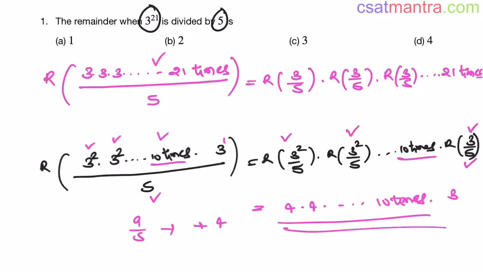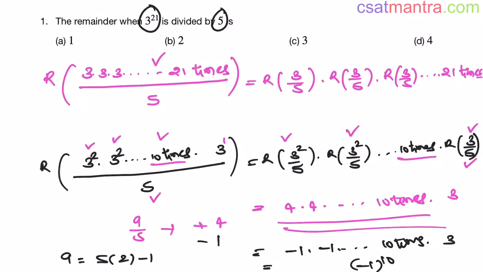Now, what if I take the negative remainder? What is the negative remainder when 3 square is divided by 5? 9 divided by 5, that is minus 1, my friends. We have seen this. 9 is equal to 5 into 2 minus 1. Mathematically correct. So minus 1 into minus 1 up to 10 times. Okay, here you will be having 3. This is minus 1 power 10 into 3. Minus 1 power 10 is 1, so 1 into 3 is 3. So the remainder is 3, which is less than or equal to 4, my friends. So our answer is C.